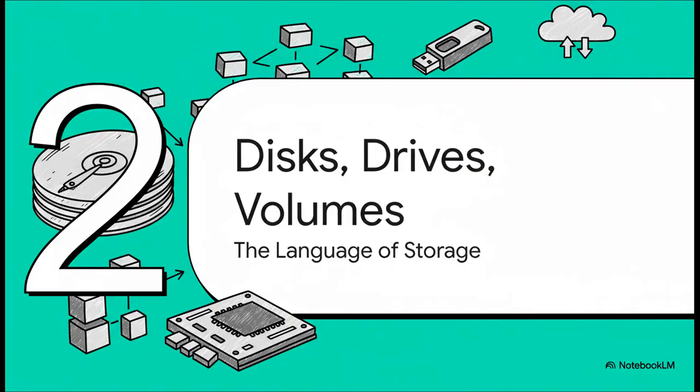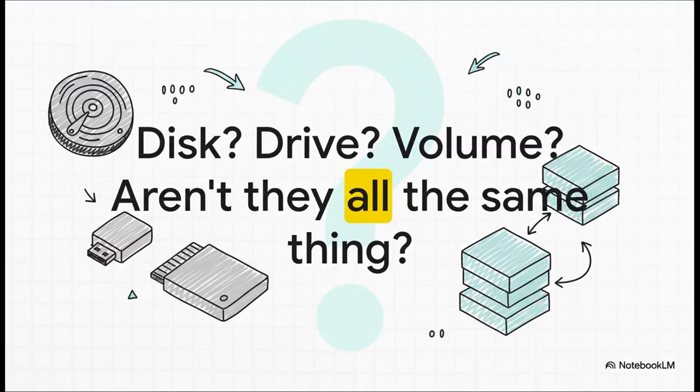Okay, so we've got the two main types of memory down. Now, let's clear up some words that get thrown around all the time, and let's be honest, can be super confusing. We gotta learn to speak the language of storage. Yeah, this one. Disk, drive, volume. You've heard people use them all to mean the same thing, right? I know I've done it. But while they are all closely related, they each mean something very specific. So let's finally get this sorted out.